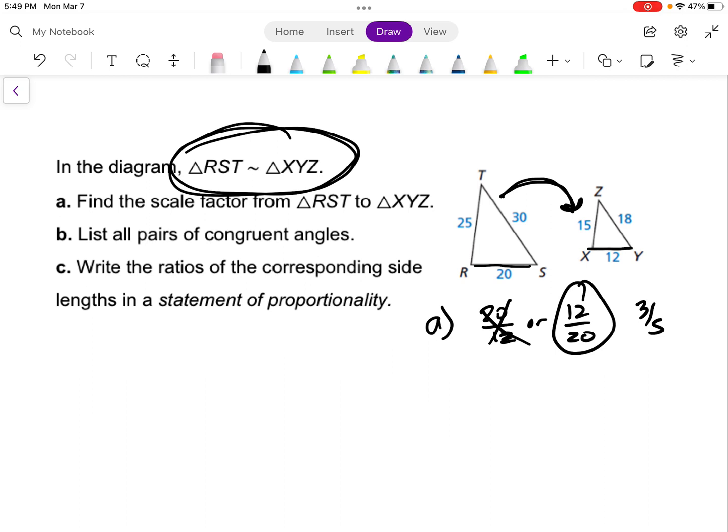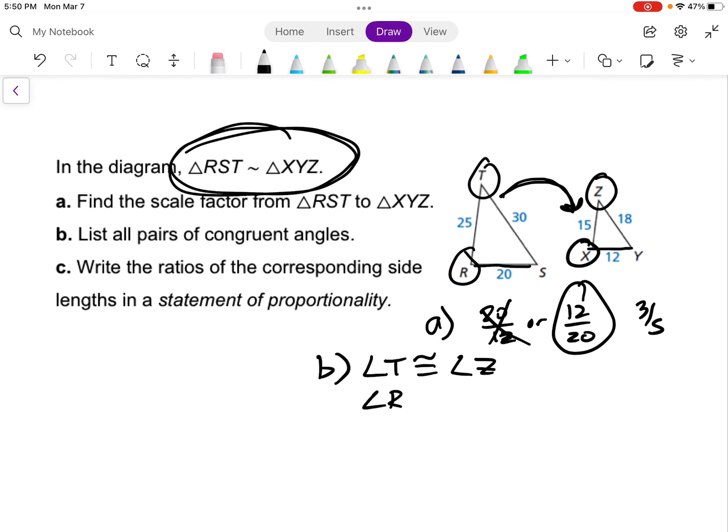Okay, part B says list the pairs of congruent angles. Well, I know T is between the two longer legs, so it has to match up with Z. So all I put down is angle T is congruent, that's the sign for congruent, to angle Z. Pick another pair, so I could do R and X. So angle R is congruent to angle X, and S and Y. Angle S is congruent to angle Y. Okay, so those are the list of pairs of congruent angles.